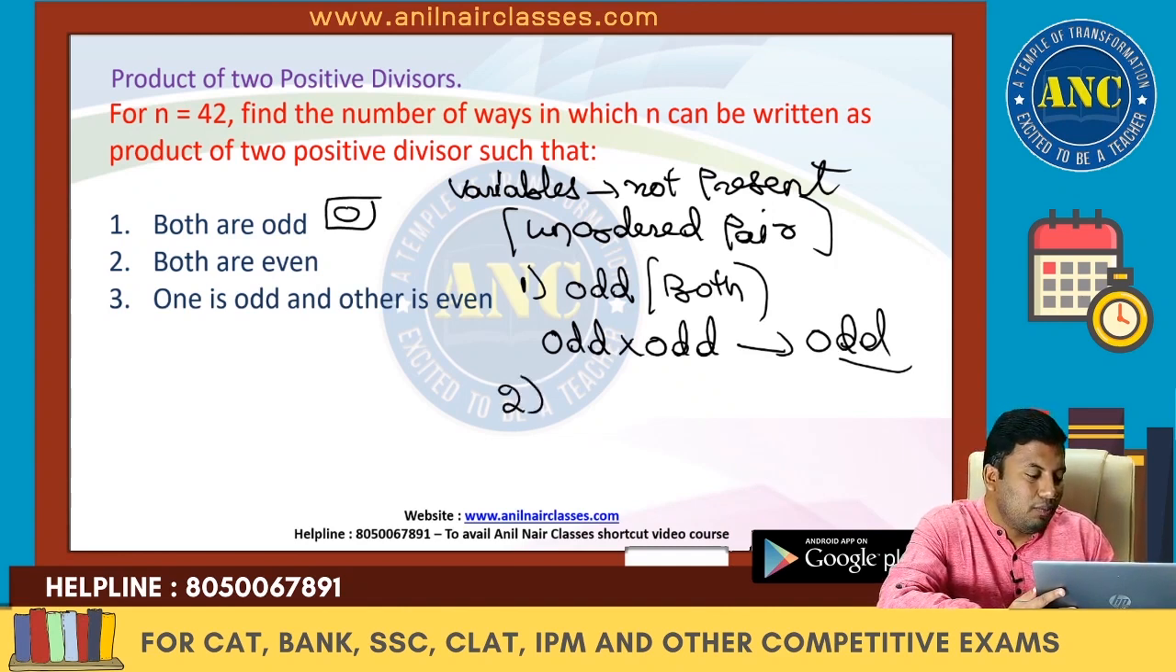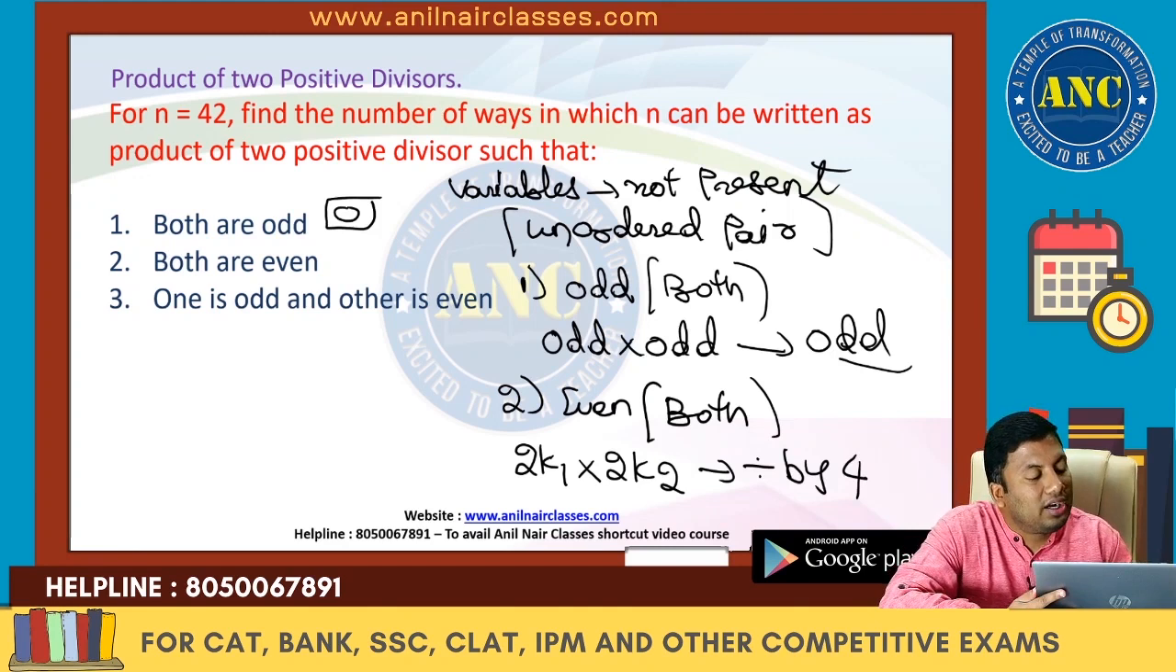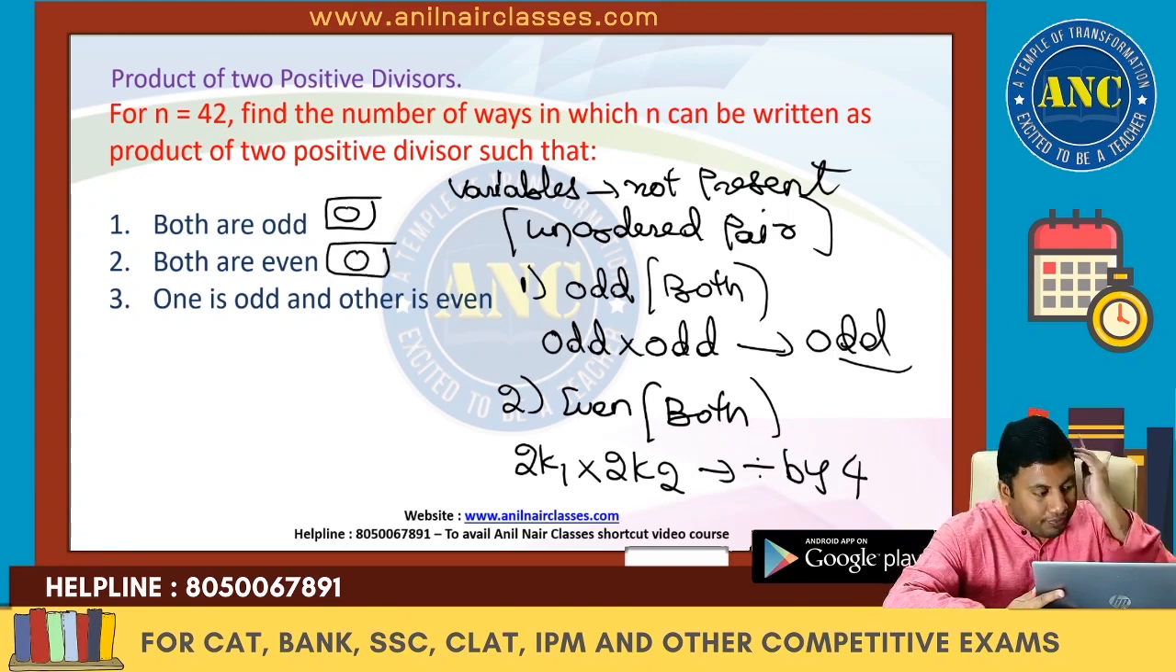Second case, both are even. Both are even means, we already discussed this. If both are even, one is 2k1, another is 2k2. The right hand side should be divisible by 4. 42 is not divisible by 4. The answer for the second case is 0.